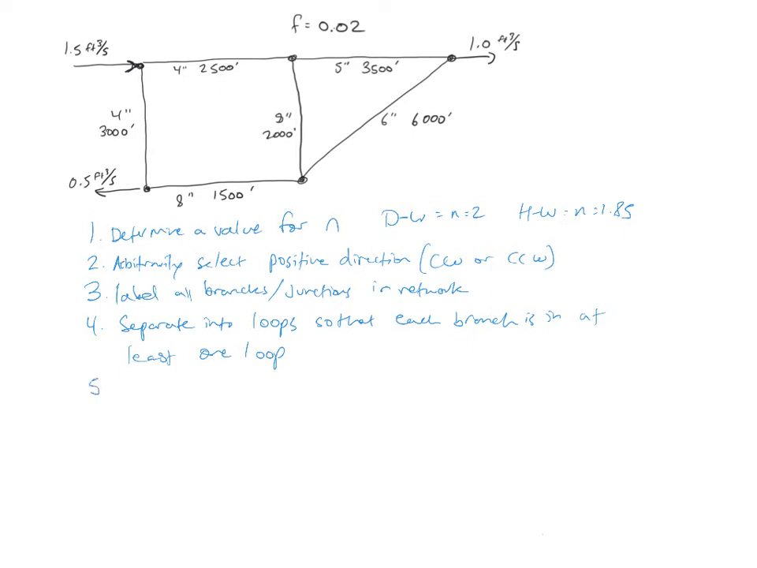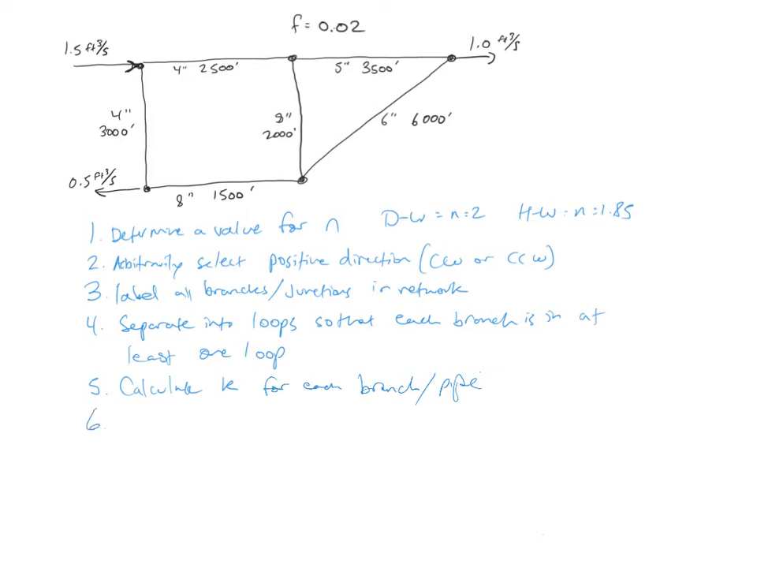Step 5, we want to calculate K for each branch or pipe. Right, we just said we could express head loss as KQ to the nth. K is just a bunch of stuff that's specific to each pipe: diameter, length, friction factor, etc. So we want to calculate K for each branch and pipe.